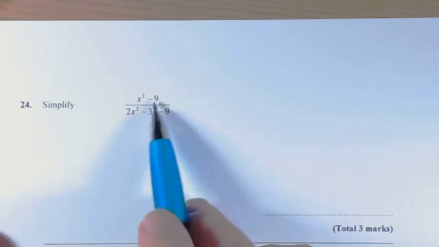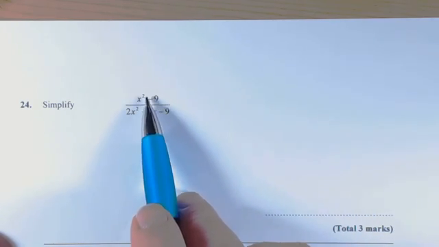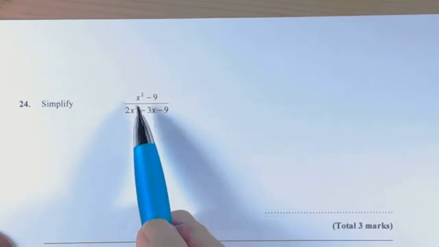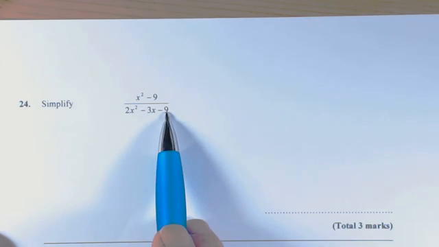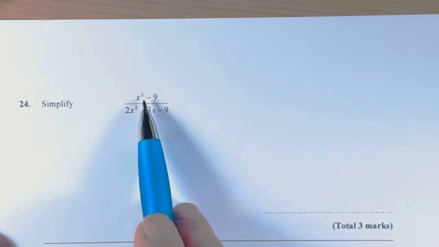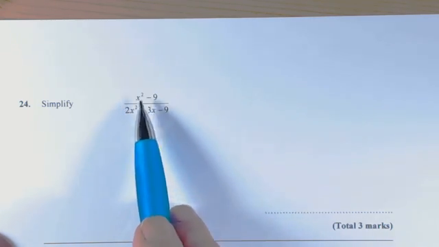So we've been asked to simplify this algebraic fraction. We can see that both expressions in the numerator and the denominator are quadratic expressions. So that's leading us to think that if things are going to simplify, something has to cancel.